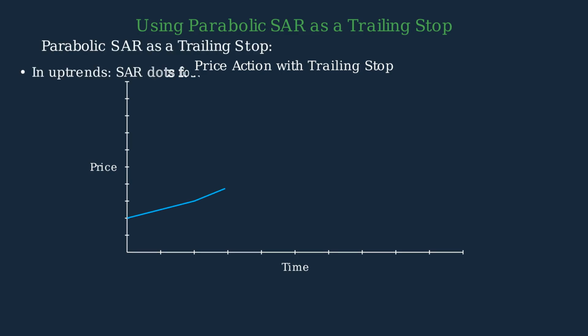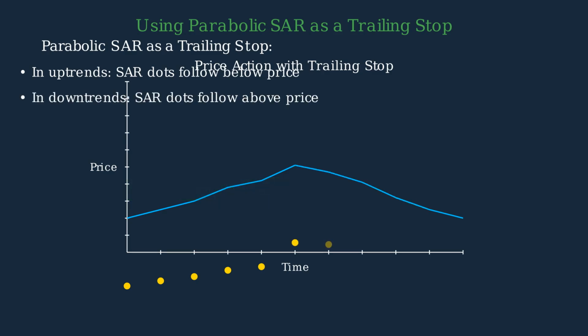In an uptrend, as prices move higher, the Parabolic SAR dots position themselves below the price. These dots act as a trailing stop that rises with the trend, helping to protect your profits while giving the trend room to develop. Conversely, in a downtrend, the SAR dots appear above the price and follow it lower. The critical moment comes when price touches or crosses a SAR dot. This signals it's time to exit your position and potentially reverse direction.